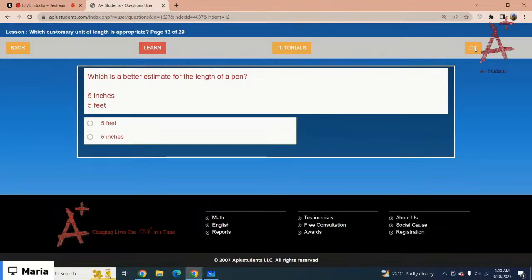Which is a better estimate for the length of a pen? 5 inches or 5 feet? Which is the correct option? The pen is 5 inches. Got it? 5 feet is too long for a pen. So it would be 5 inches. Got it? The length of the pen is 5 inches.